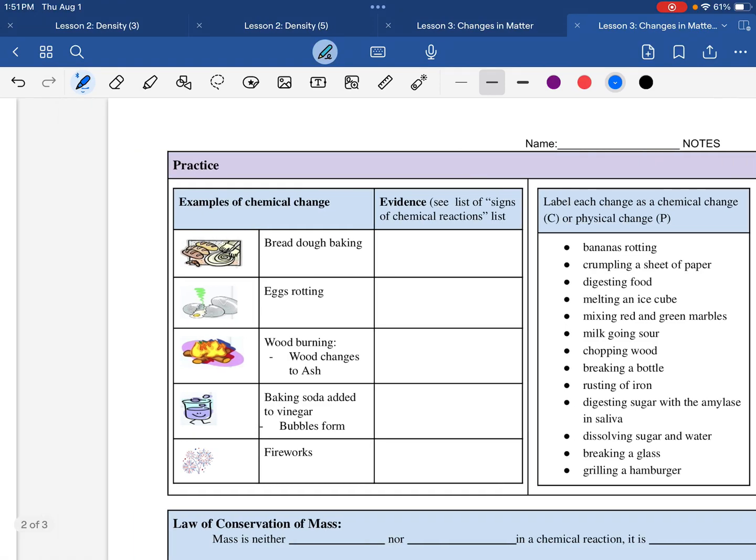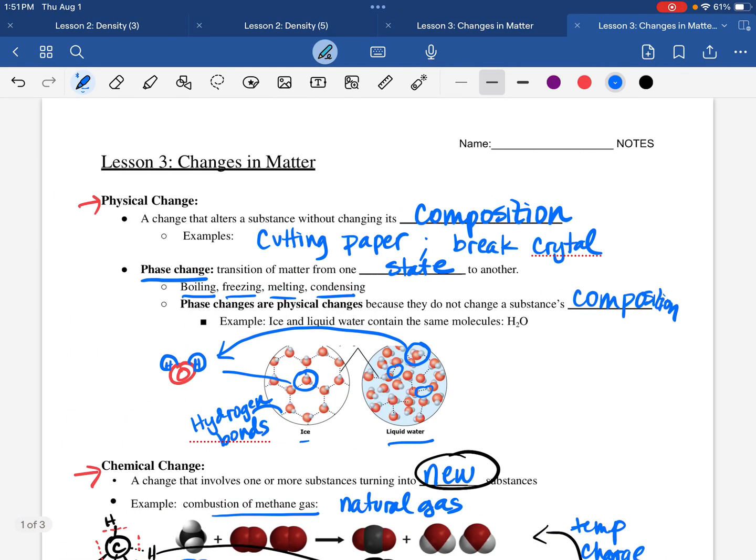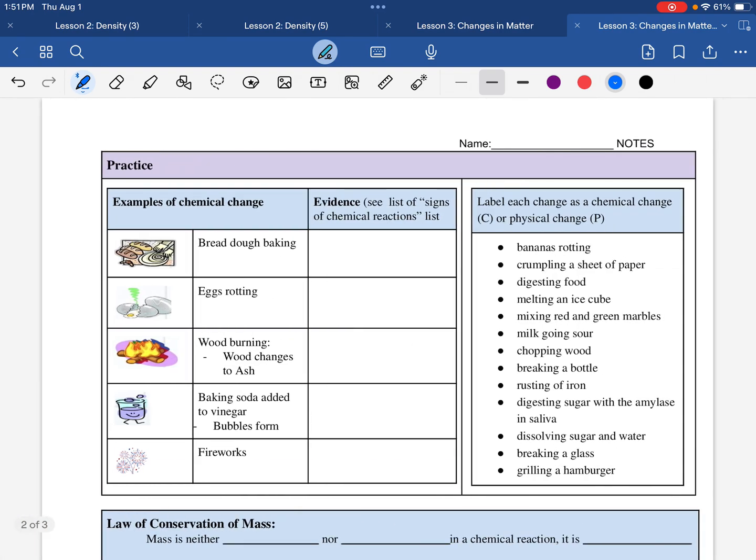Lesson 3, Part 2. So we've done Part 1. We filled out page 1 of our notes. Now we're going to look at some examples of chemical change, of chemical reactions. So let's do this first one together.